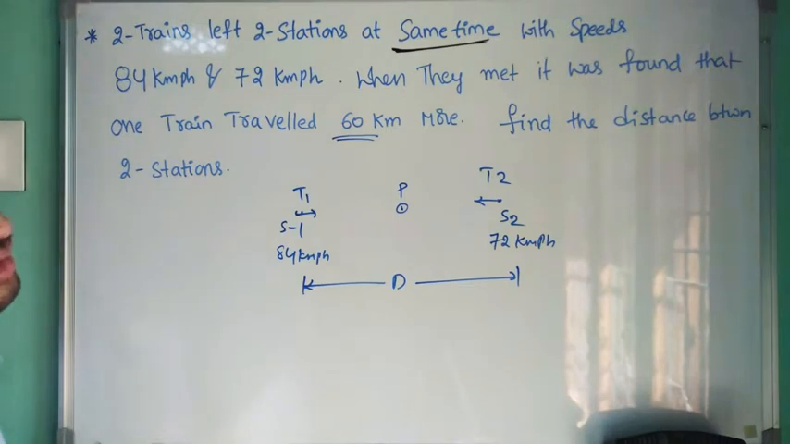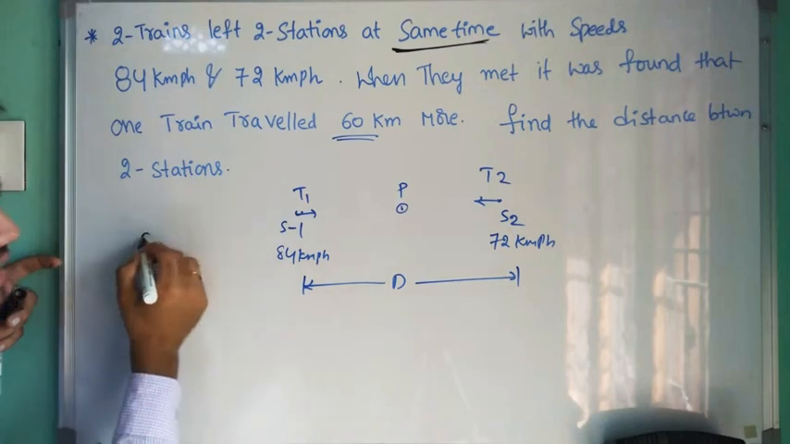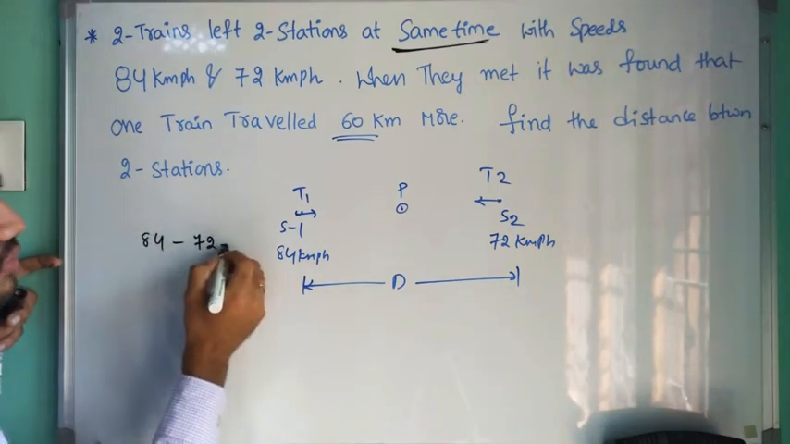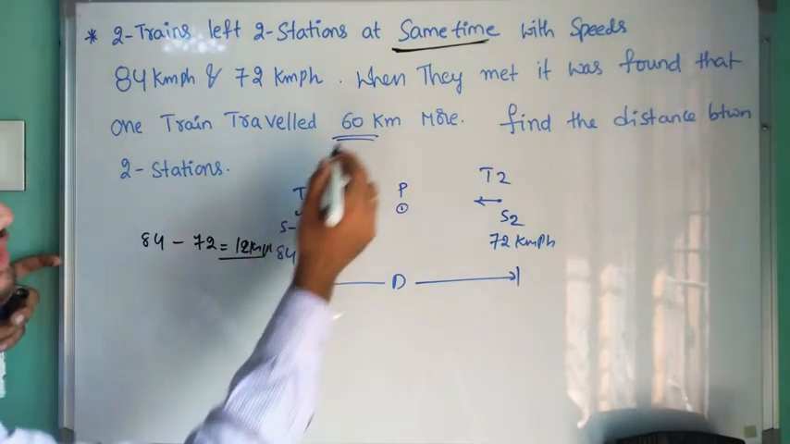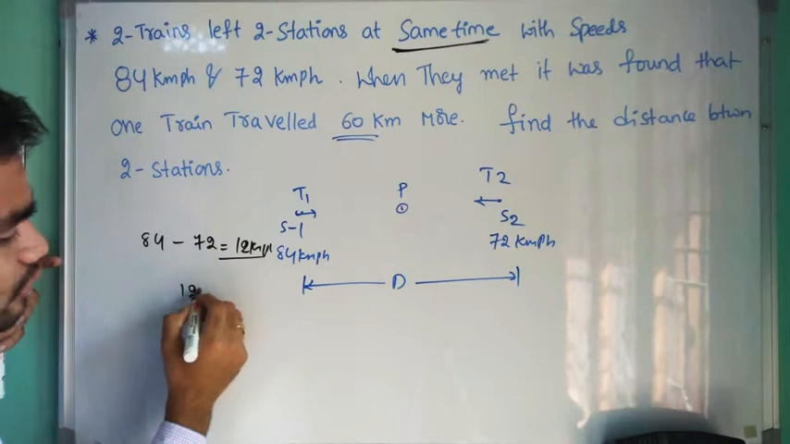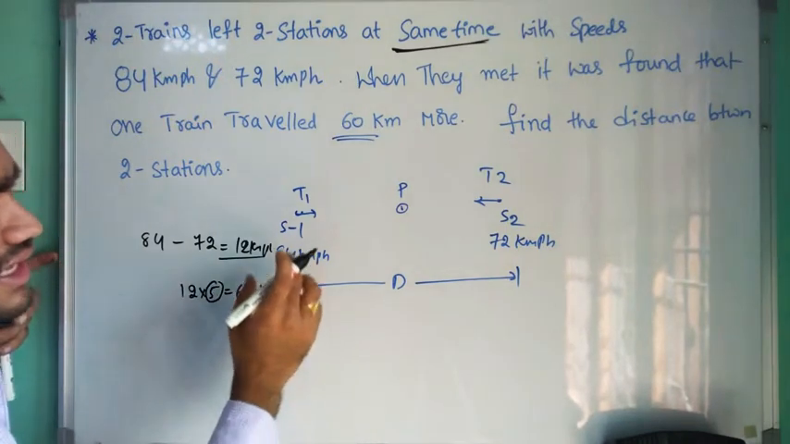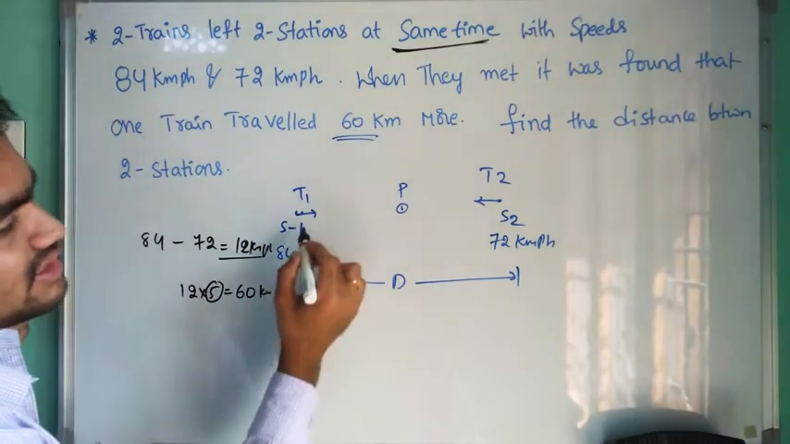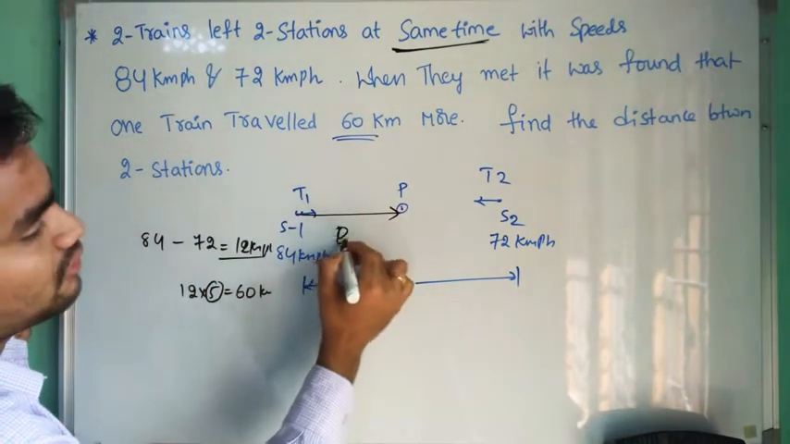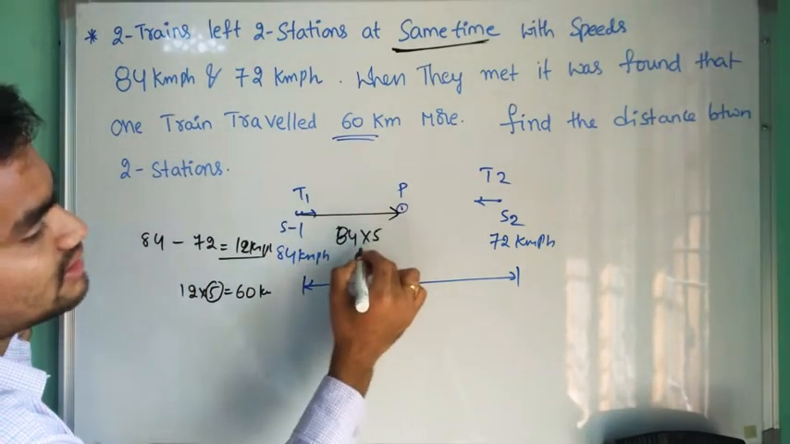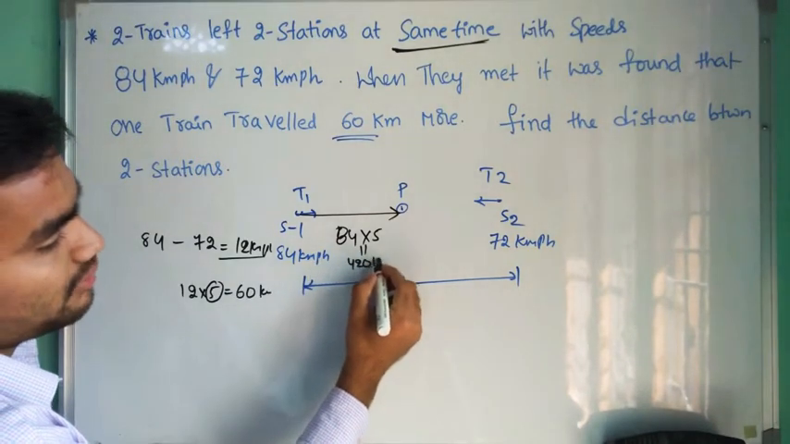With the normal sense, we can say that the difference between the speeds was 84 minus 72, that is 12 kilometers per hour. So 60 kilometers means it will take 60 divided by 12, that is 5 hours for the trains to meet. So in 5 hours, how much distance will train 1 travel? Its speed is 84 kmph into 5 hours. 8 5s are 40, 5 4s are 20, that is 420 kilometers.